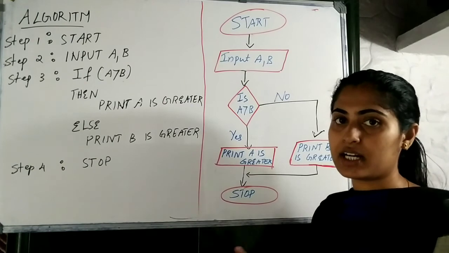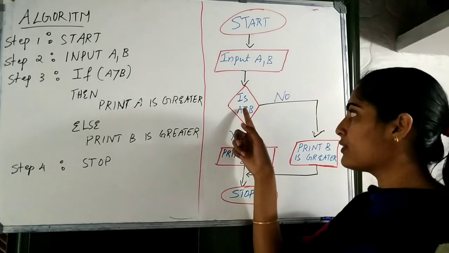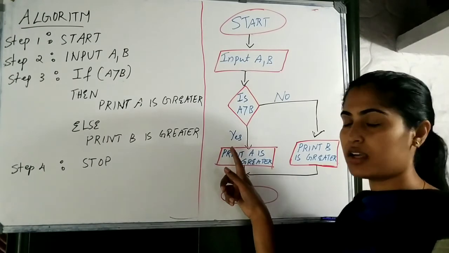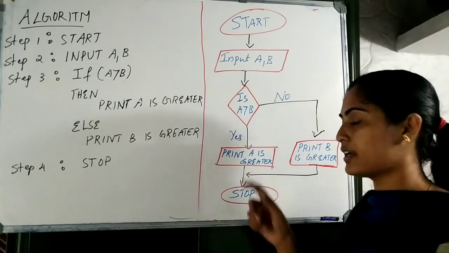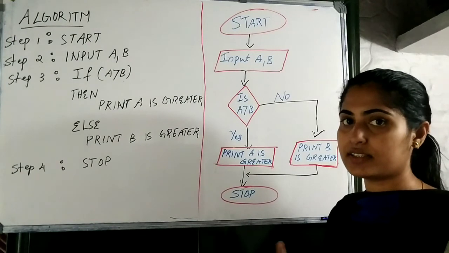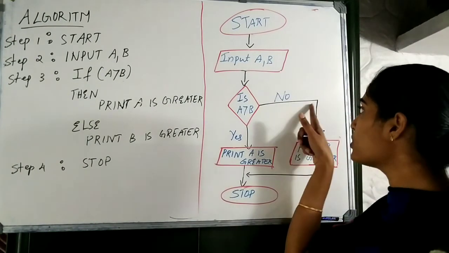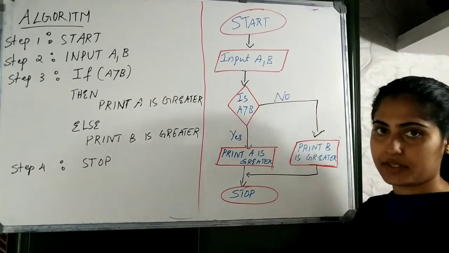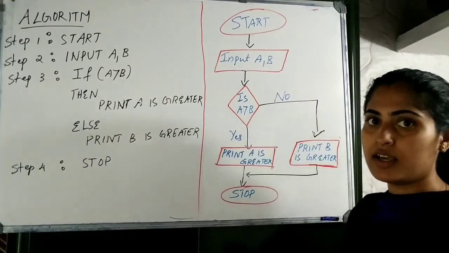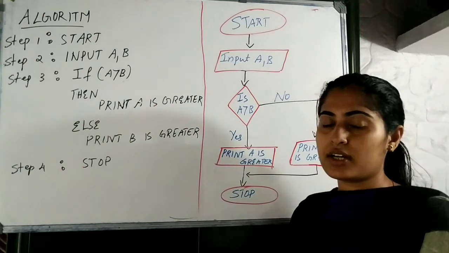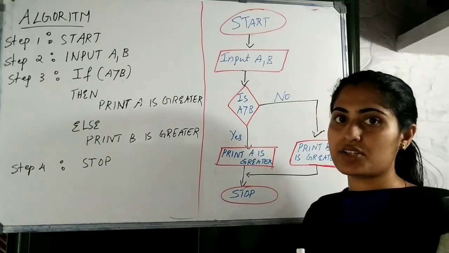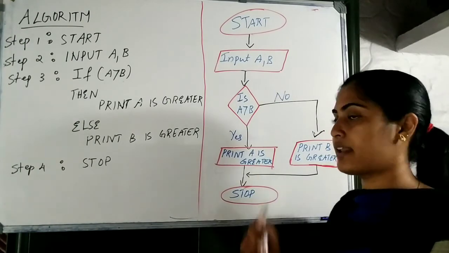If my condition is true, that is if A is greater than B, then I will be moving on to this yes part and then I will be printing A is greater. If my condition is false, I will be moving on to the no part and I will print B is greater. Once again, in a flowchart for decision making, we use the diamond shape, and inside the shape I have written is A greater than B.